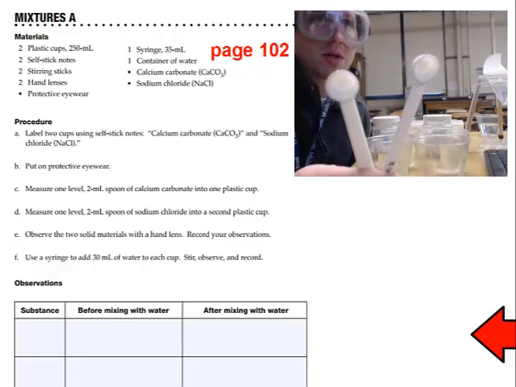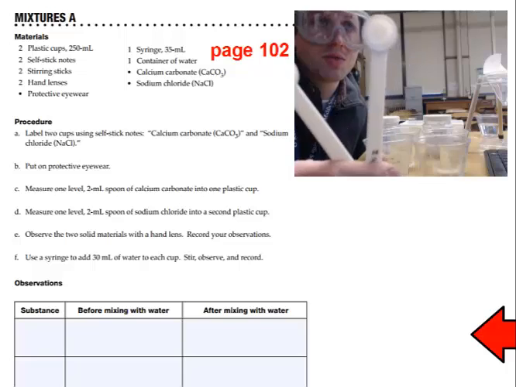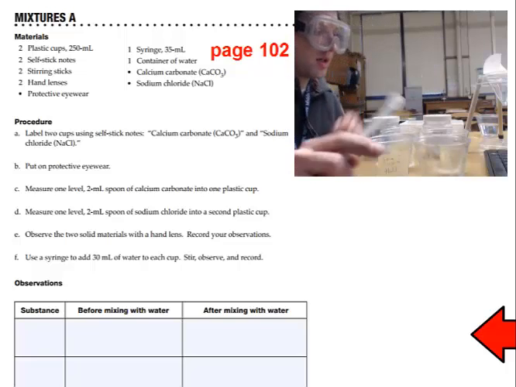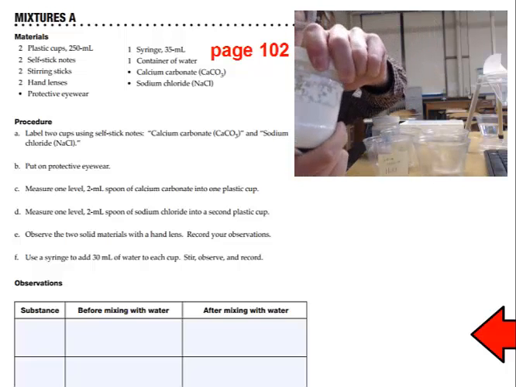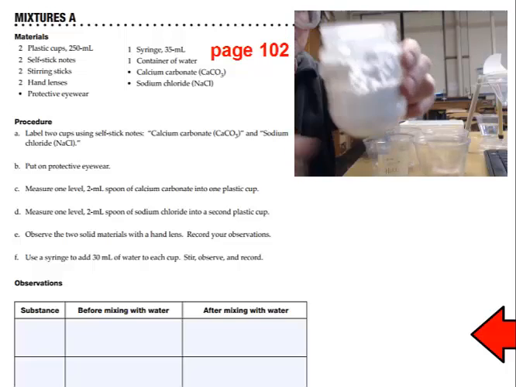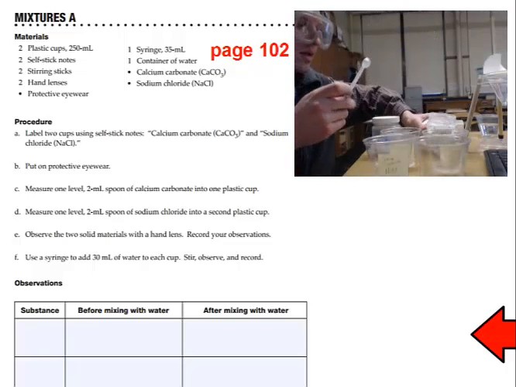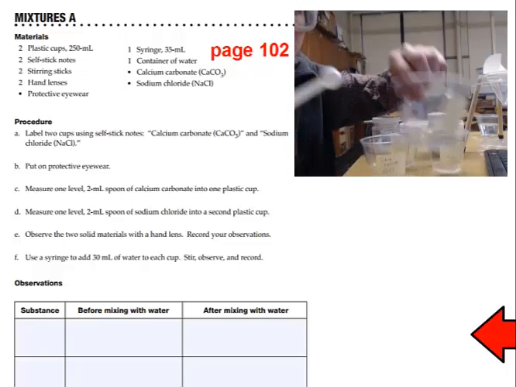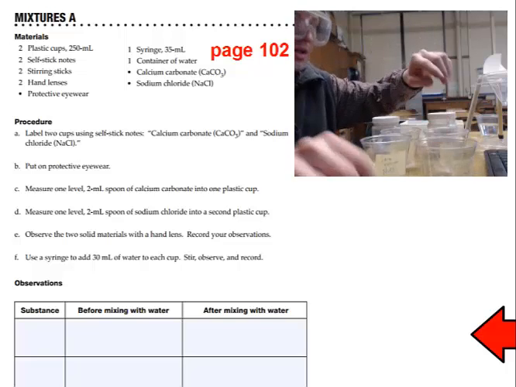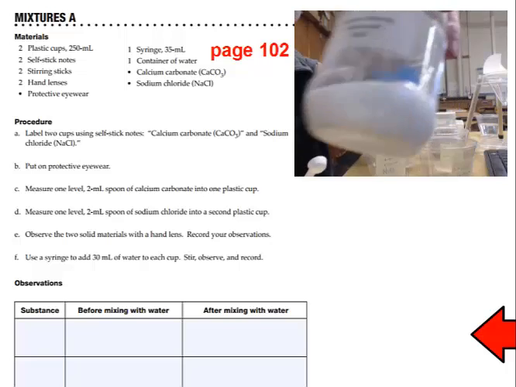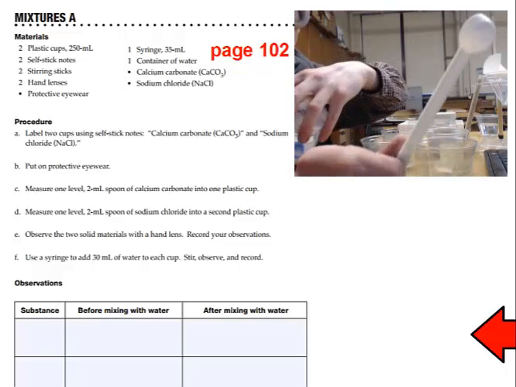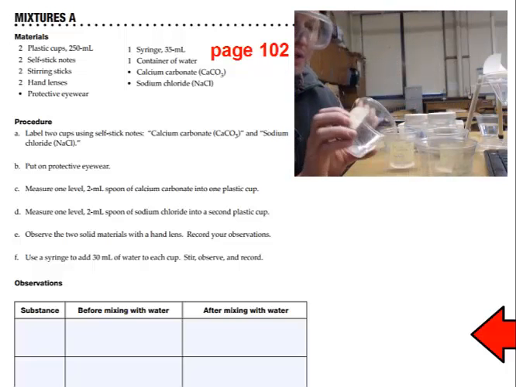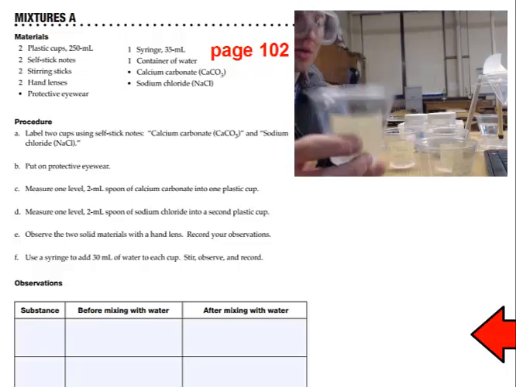After labeling the cups, you're going to take 1 white scoop for each substance, so you should have 2, and you're going to just get 1 level spoonful of calcium carbonate and put it in a cup labeled calcium carbonate, and do the same thing with the sodium chloride. Get 1 scoop of sodium chloride and put it in a cup labeled sodium chloride.